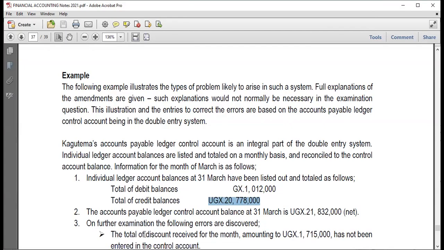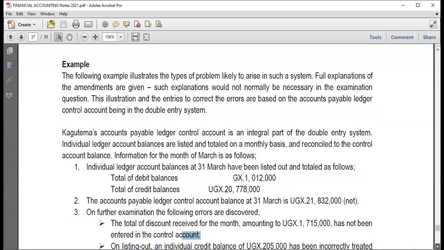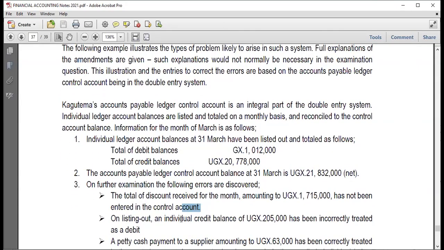They're telling us the total of discounts received for the month, amounting to 1715, had not yet been entered in the control account. So that is one first thing. And then they are also telling us that on listing out, an individual credit balance of 205 had been incorrectly treated as a debit, okay?